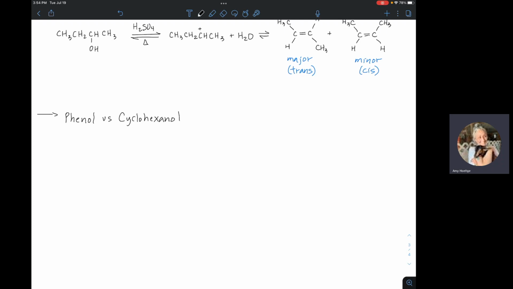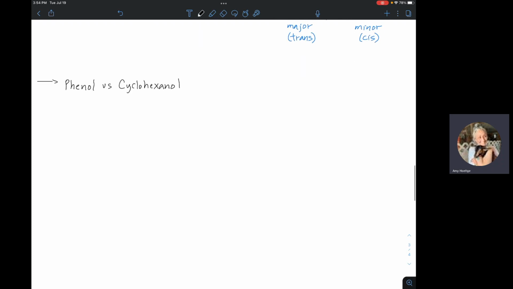When we first started talking about reactions we can do with alcohols, we discussed the ease with which the leaving group would take off. And we talked about how OH minus is too strong of a base.